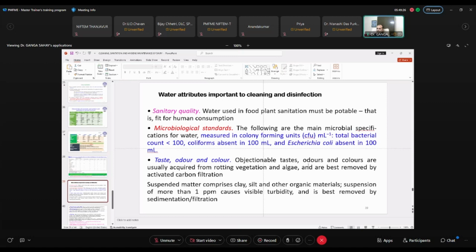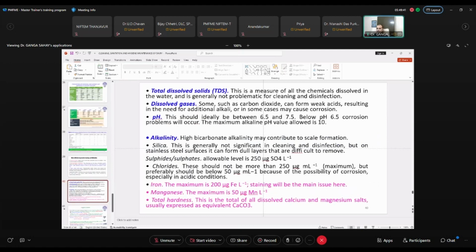Taste and color. This water should be of good quality because we are using it for cleaning purposes. And if our water is not good, it cannot lead to better cleaning and sanitation. Then there are TDS, dissolved gases, and even pH. This should ideally be between 6.5 and 7.5. Below pH 6.5, corrosion problems will occur, and the maximum alkaline pH allowed is 10. It's the alkalinity.